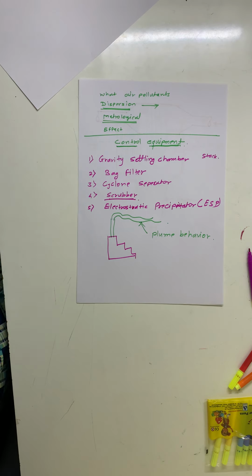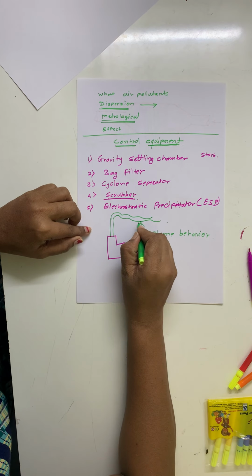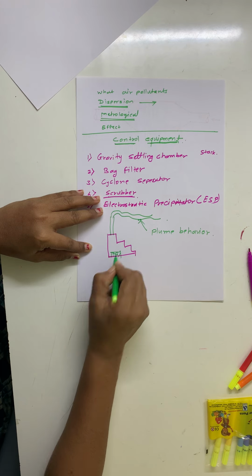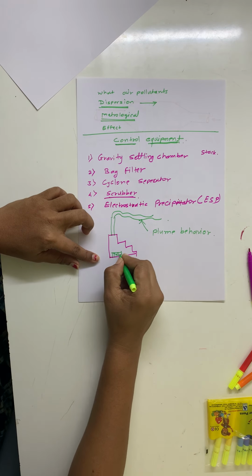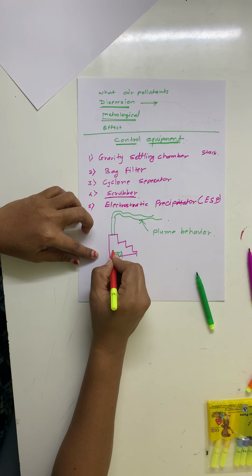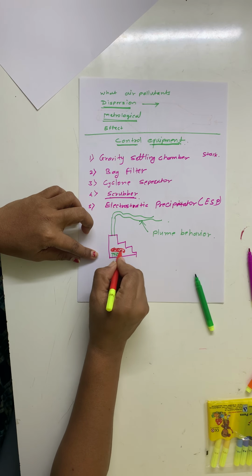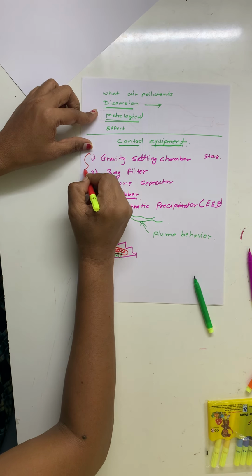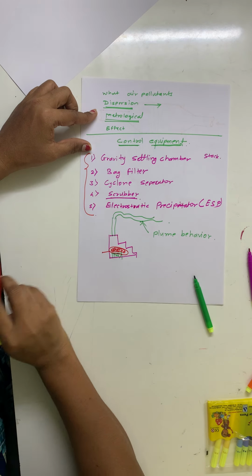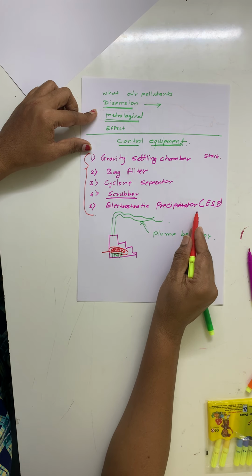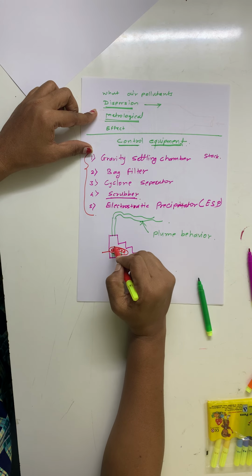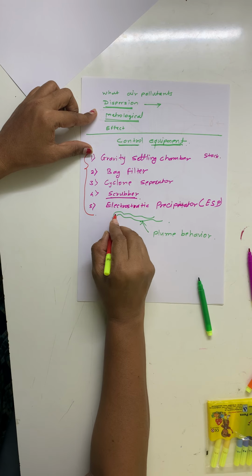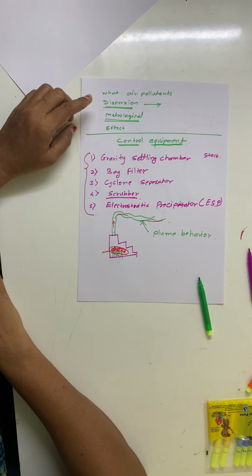Now before reaching this plume behavior, there may be some manufacturing process going on in this industry, and during that process the air pollutants are going to be emitted. That entire air has to be passed through one or more than one of the equipments mentioned above in a series to remove the pollutants at the source, and then we can allow that air to enter the chimney, and then it will pass into the atmosphere.